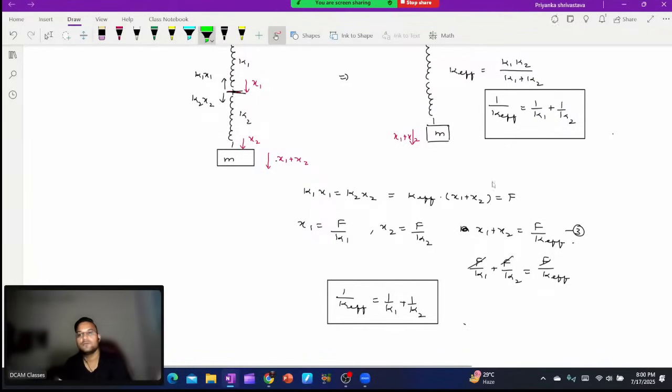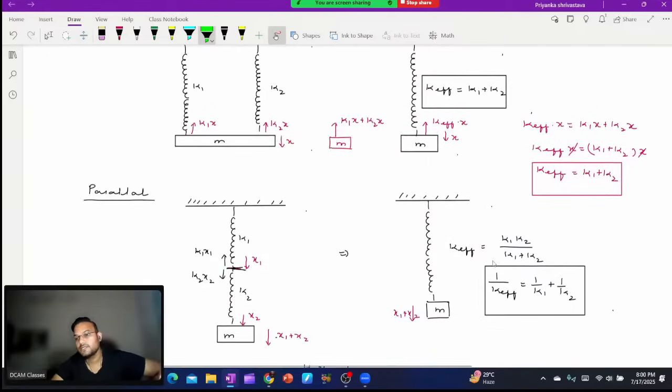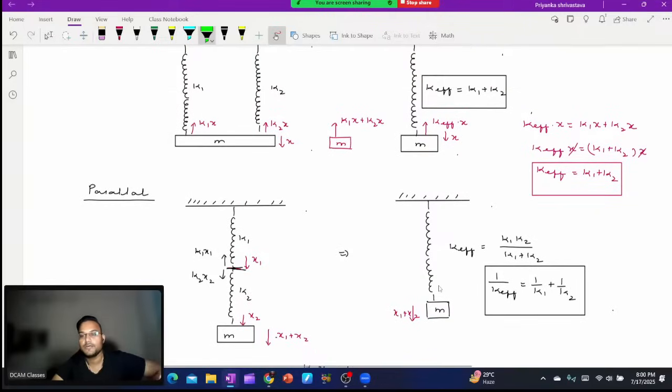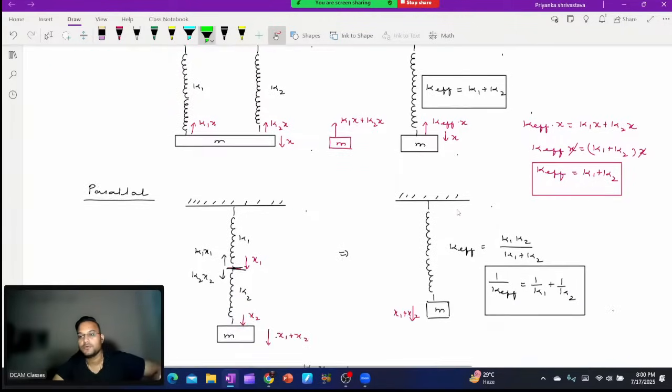This F is a dummy value that I have equated. If you want, you can take some lambda also here. This makes the questions very easy when you are replacing the springs with one spring, K effective. That is the reason why I have explained this to you.